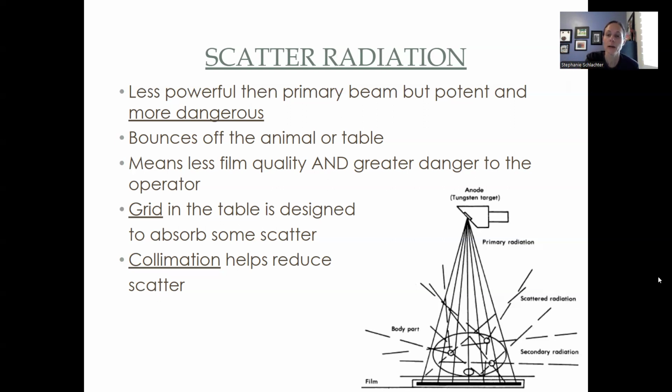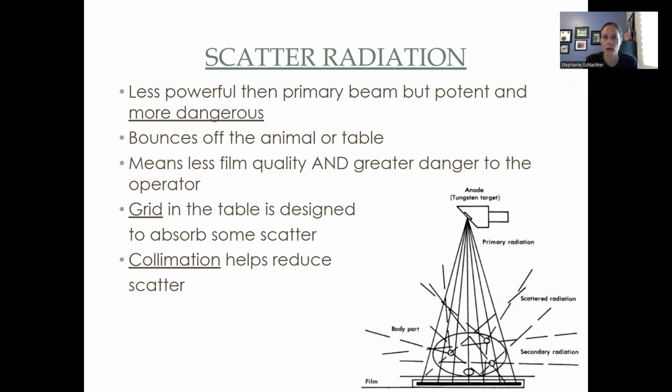The other thing too, it can bounce off of stuff and then still go through and hit our recording surface, right, our cassette. And then that affects the quality of our image as well. So it can kind of give an overall graying to our image, which we don't want, because that affects the quality of our image, okay? So something we have done is adding a grid into our table to help us absorb some of that scatter radiation. So we'll talk about the grid and what that is here in a minute.